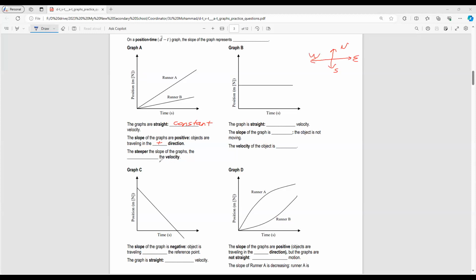The steeper the slope, the bigger, or greater, the velocity. So it means runner A is faster. The speed is bigger and constant. For graph B, the graph is constant velocity, right? As time goes by, the position stays the same. So constant velocity.